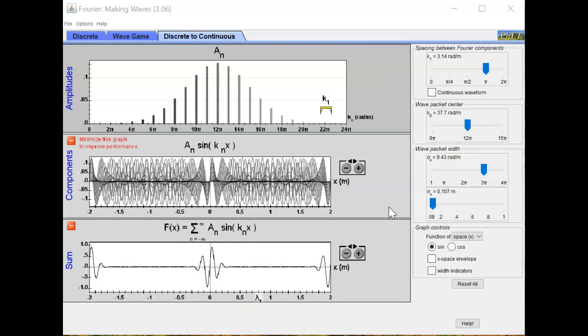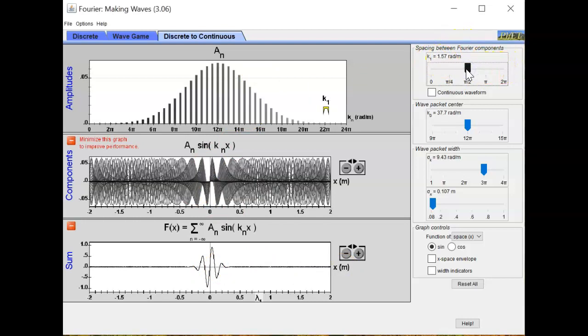The next part of the worksheet has you use the discrete to continuous tab, and the first question is, for each of the following changes in the wave packet, meaning down here, what do you need to change in k-space? And k-space is up here. So if you want to increase the space between successive wave packets, so from here to there, what you need to do is decrease the spacing between Fourier components, which is k1.